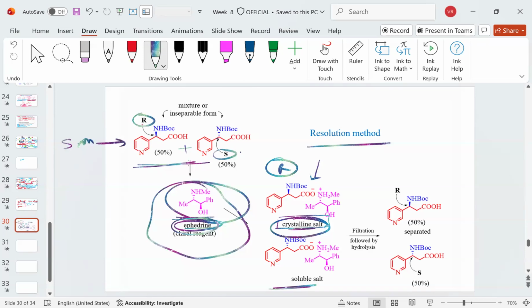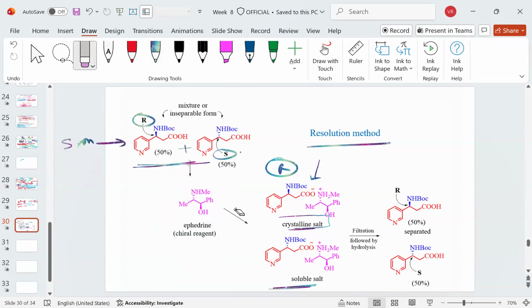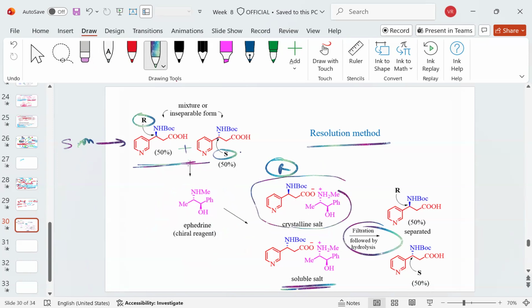Particularly, only the R isomer forms the crystalline salt. However, the S isomer doesn't form any crystalline salt. Then what we can do is just filtration. So whatever crystalline compound we get in our hand will be this one. However, the non-crystalline, soluble one will be in the liquid form.